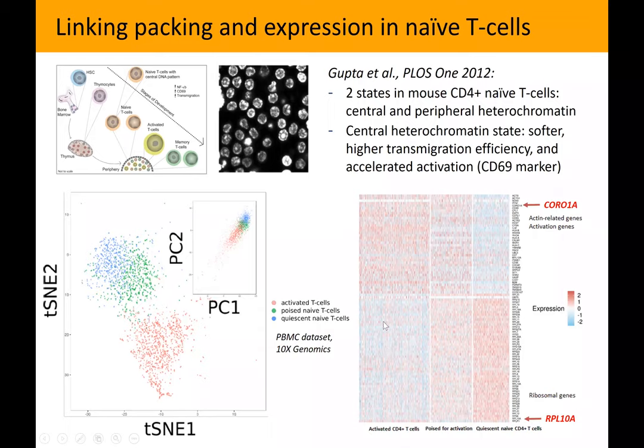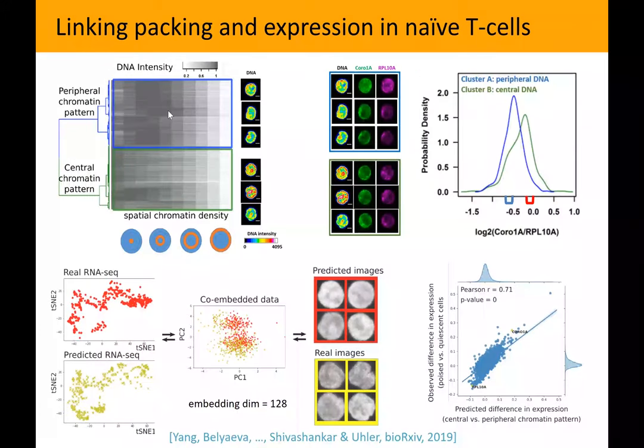Now, of course, we wanted to look again in images whether we also see these two clusters, because this was done in mice before and now we did it here in humans. And again, you see very, very cleanly two different clusters, one that has more heterochromatin on the inside and one that has more heterochromatin on the outside.